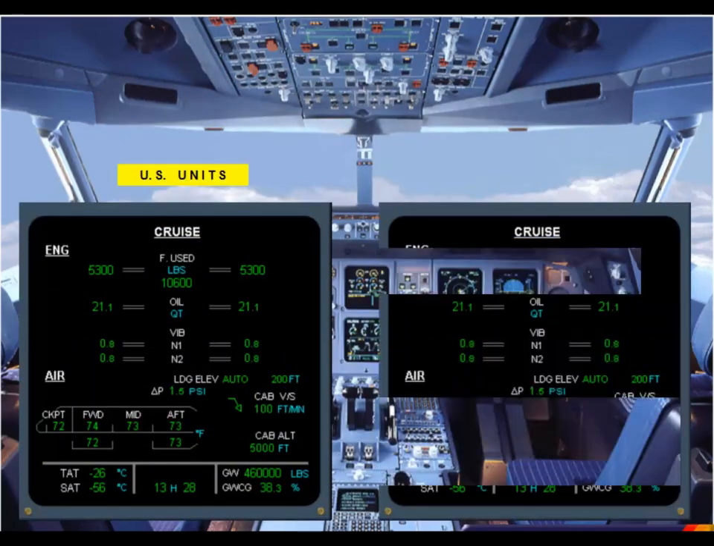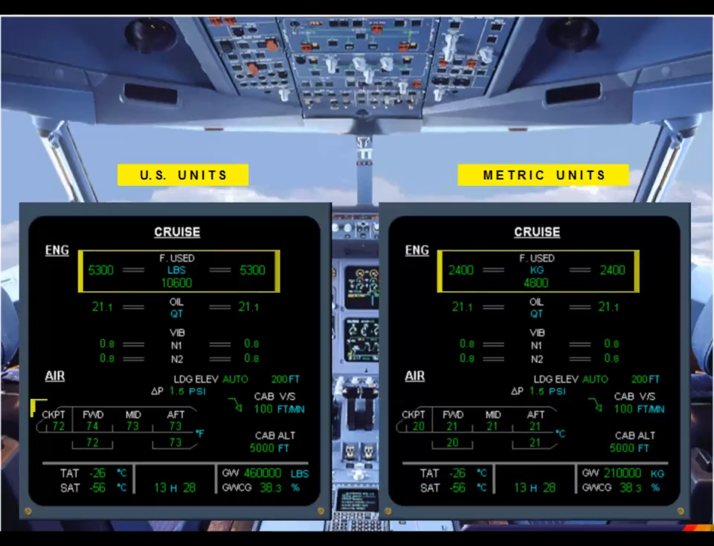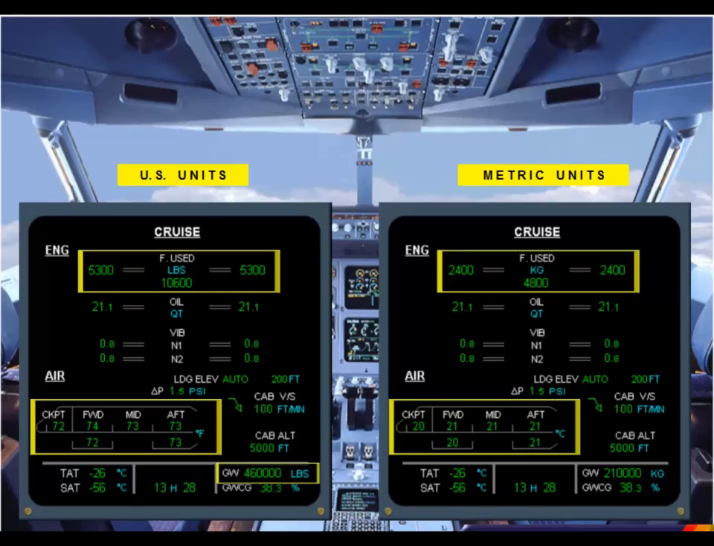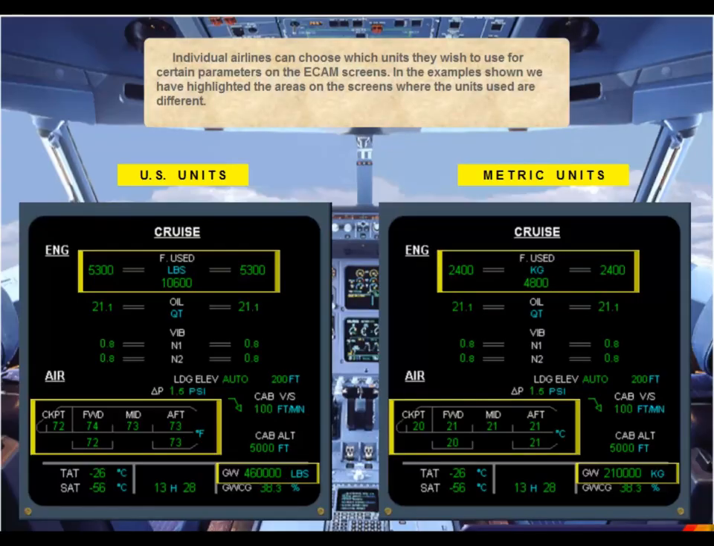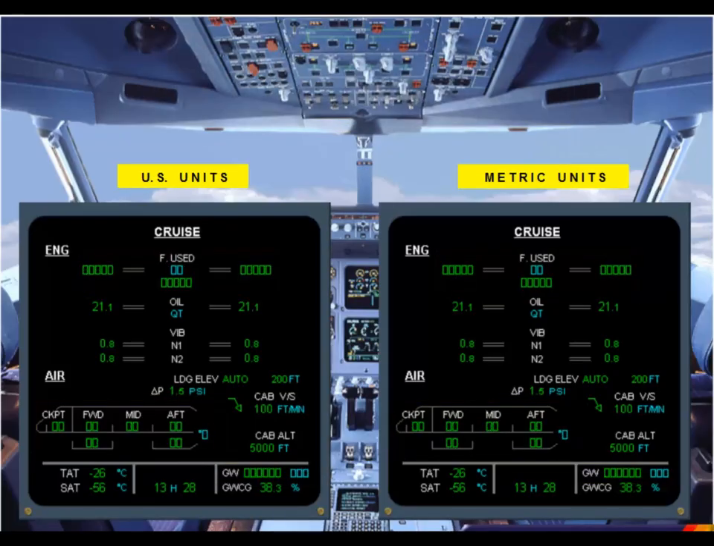Individual airlines can choose which units they wish to use for certain parameters on the ECAM screens. In the examples shown, we have highlighted the areas on the screens where the units used are different. Because these indications are only mentioned in a few areas of the ground school course, we will use boxes to indicate that the units may differ depending on your airline's choice. The boxes mean that the information in this area of the screen is irrelevant to the system being studied. When a system, for example fuel, is being studied, the appropriate unit values will be shown.